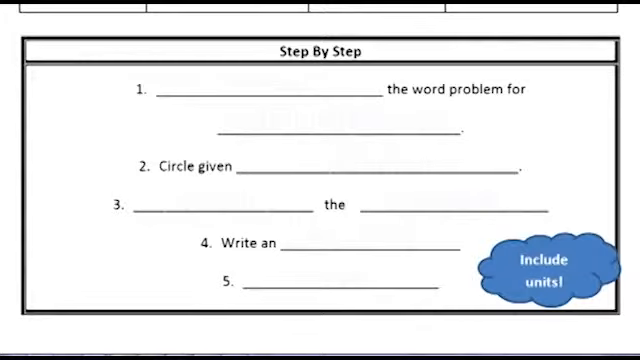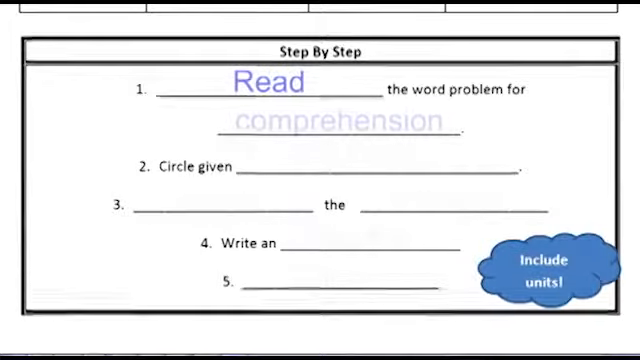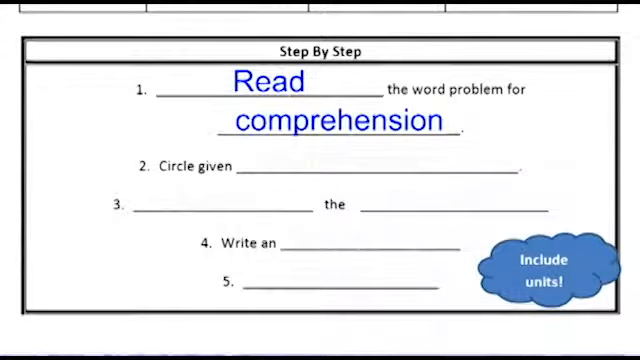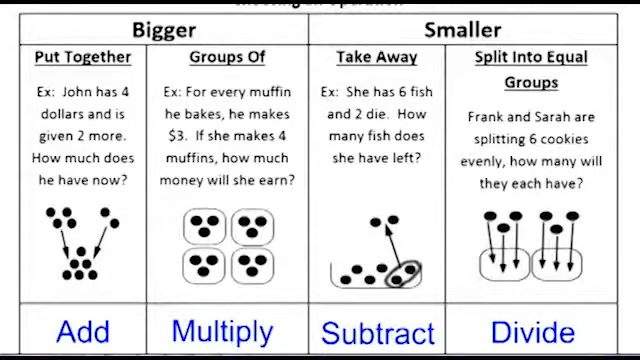Let's look at the steps and expectations for word problems again. Read the word problem for comprehension. Probably the most overlooked step, but also the most important. Read it, restate it, summarize it. It's through reading, comprehending, and even summarizing that we can look at these concepts. We can look at these operations.